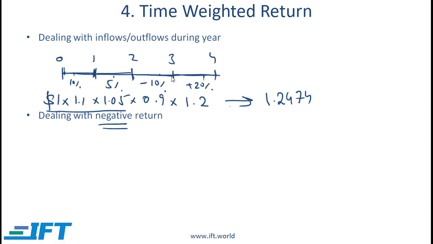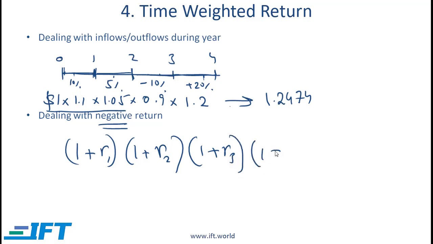Notice if the return is negative, then we simply multiply by 1 minus that number. So 1 minus 0.1 is 0.9. What you are not supposed to do is simply multiply the direct return numbers. You have to multiply 1 plus R1 into 1 plus R2, and so on, where R1, R2, R3 and R4 are the returns for each sub-period. And if a return is negative, then this expression will simply be less than 1.